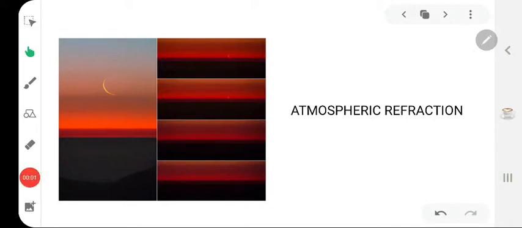Welcome back, students. Today we will be studying about atmospheric refraction. Now we have already learned that refraction of light takes place when light rays obliquely pass from one medium to another medium of different optical densities.